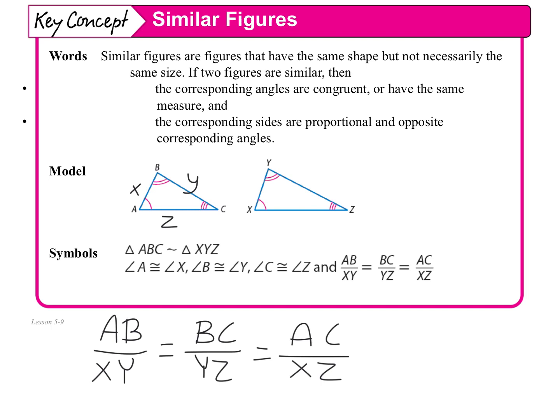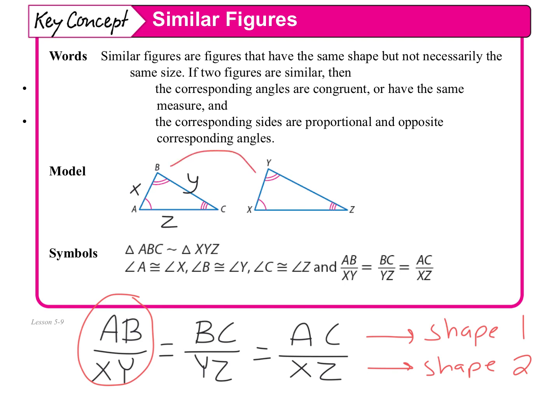Now, keep in mind, the fraction that we just came up with, that's the relationship between shape 1 and shape 2. Okay, so the top is always your shape 1. The bottom is always going to be shape 2. Now, if you put shape 2 on the top, that's okay. You just have to make sure you keep that shape on the top when you're setting these up. Okay? So the fraction or the ratio we come up with is the proportion between shape 1 and shape 2. Okay? Any questions over the model before we look at an example?